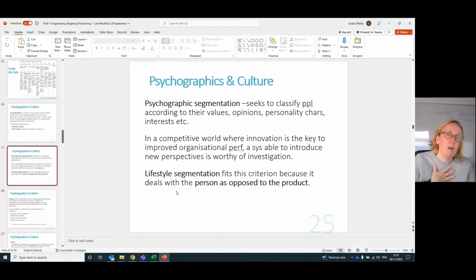So we're always all about understanding our customer. If we can understand our customer better than the competition, we can satisfy their needs better than the competition and therefore have a competitive advantage.